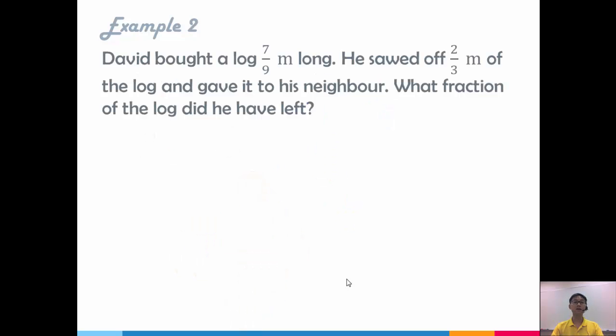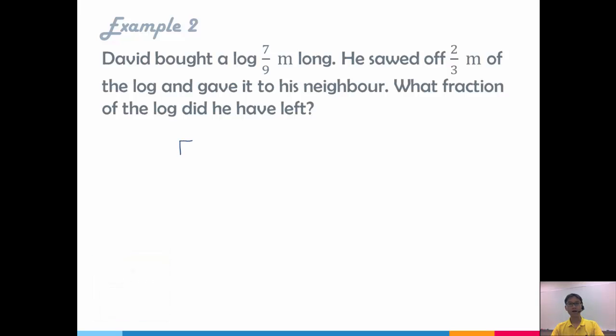Now let's look at another example. This time around we're looking at a word problem. So David bought a log 7/9 meter long. He sawed off 2/3 meter of the log and gave it to his neighbor. What fraction did he have left?